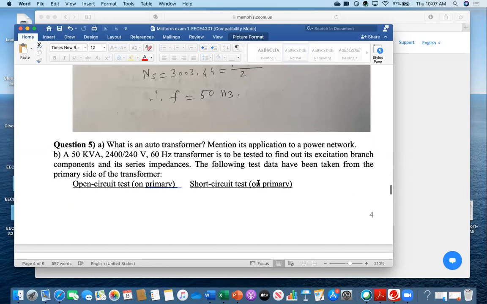Okay, fine. Number 5: what is an auto transformer, and mention its application to a power network. Almost everybody has written this properly. An auto transformer means that the same winding is shared by both primary and secondary, which you have properly mentioned. Application means it is mainly used in high voltage lines with 2 different voltages for interconnection purposes. This means an auto transformer interconnects 2 transmission lines having different voltages.